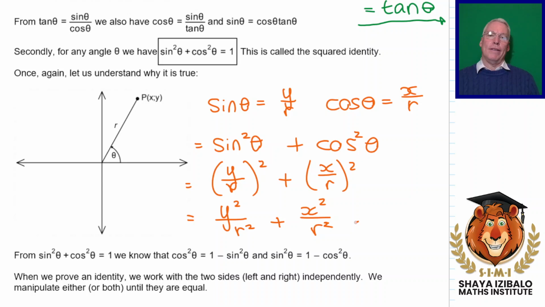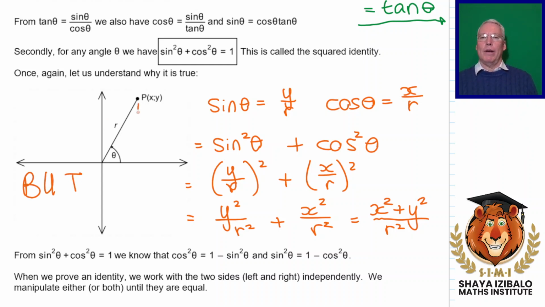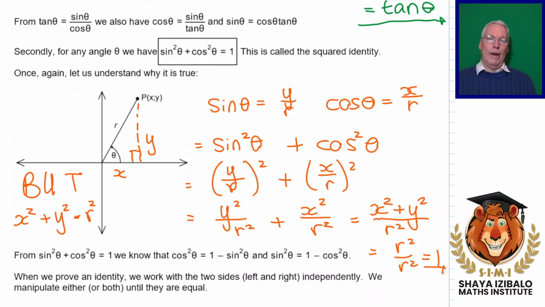They're the same denominators, so we can add them. We get x squared plus y squared, or y squared plus x squared, over r squared. But I'm going to write it over here. What do we know about x squared plus y squared? Well, because this is a right-angled triangle, we know that x squared plus y squared is actually equal to r squared. So what we've actually got here is r squared over r squared, and lo and behold, r squared over r squared is 1, and we are done. We've proved it. Okay, it makes sense. It always makes sense.